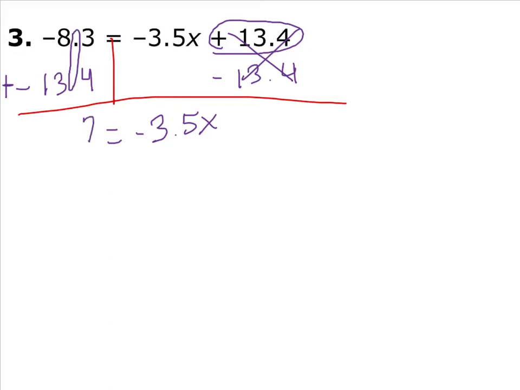3 plus 4 is 7. Bring my decimal down. 3 plus 8 is 11. 1 plus 1 is 2. And that is negative, so it's negative 21.7 equals negative 3.5x.